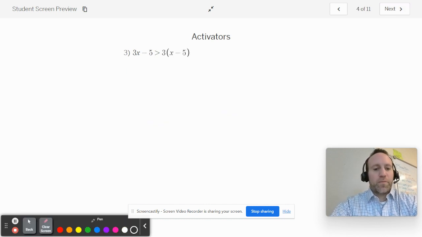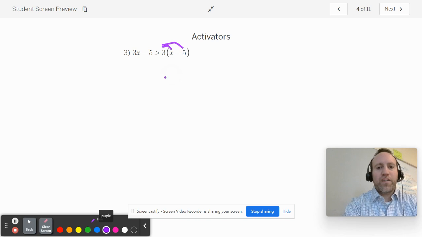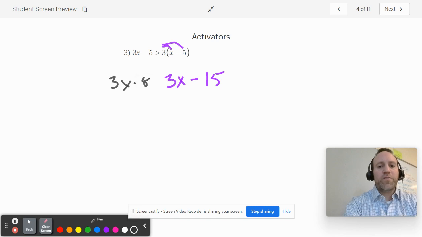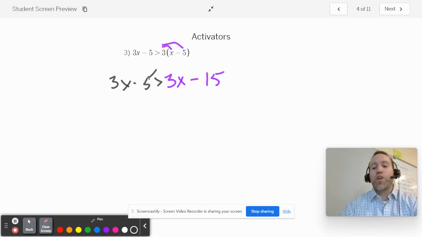Let's look at the next example. So same idea, but this time we have to distribute first. Let's see what comes out of that. So we get 3x minus 15. And on the other side, we have 3x minus 5. Now, if this was an equation, we would say right away that that's going to be no solution, right? Because we would notice that, hey, I have something different on each side after I cancel out the x's, right? So that would be no solution, again, if this was an equation.